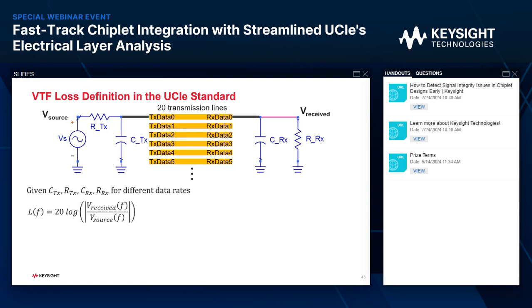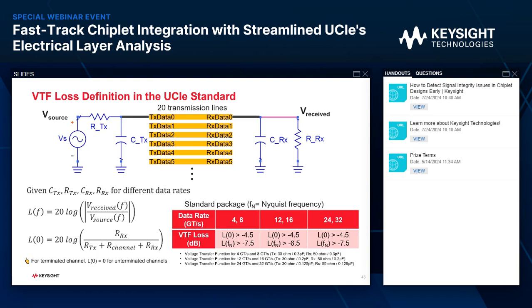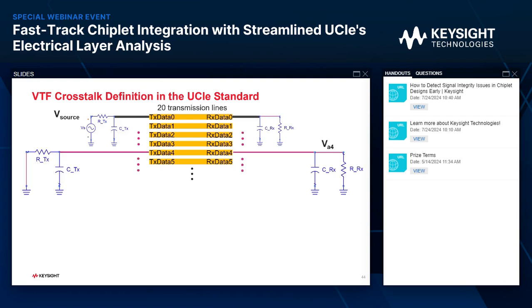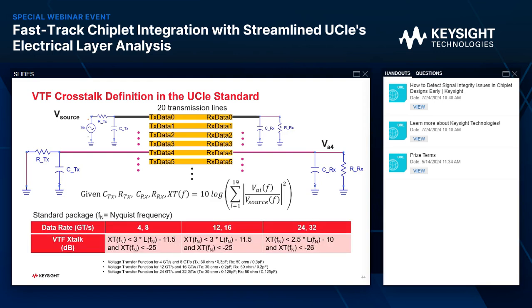We have a different calculation for terminated channels. Now here is some VTF loss metric for the standard package. For the VTF crosstalk definition, we will still have the source and receive, but this time we focus not on the direct receive, but all the other ones out there. What we'll do is we'll have the sum of all these squared power ratios and add them all together. And here's some of the VTF crosstalk in dBs for different data rates for reference.